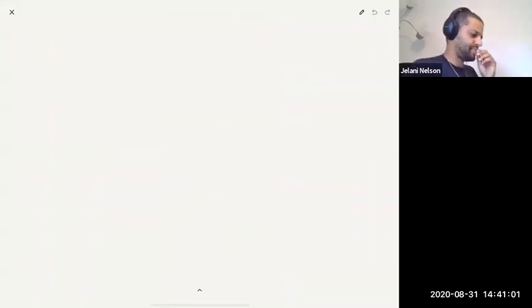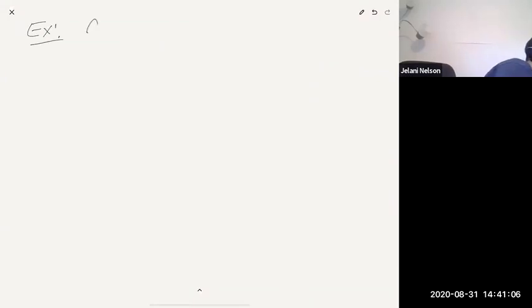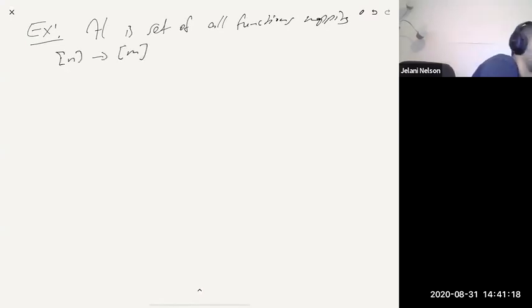So an example is, H is the set of all functions mapping the domain 1 to n into the range 1 to m. This is basically k-wise independent for any choice of k.